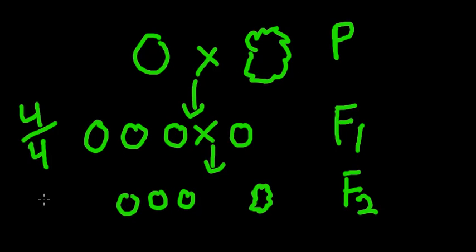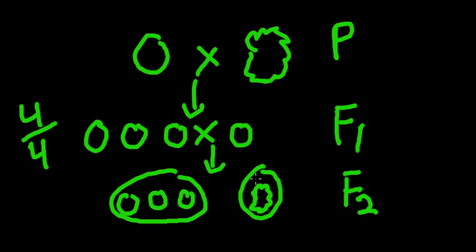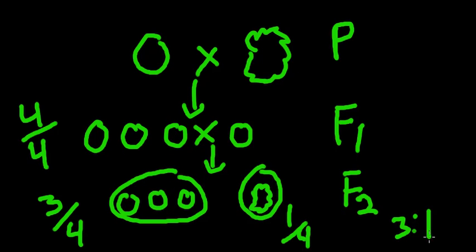What we have is a ratio of 3 to 1: 3 smooth skin and 1 wrinkled skin. So 3 out of 4 are smooth and 1 out of 4 is wrinkled, or simply 3 to 1. We'll explore this in depth and talk about the law of segregation in the next video.